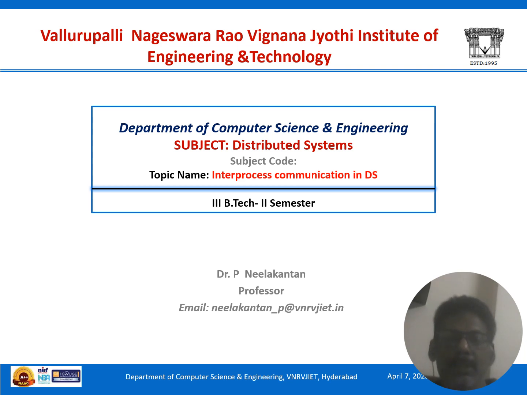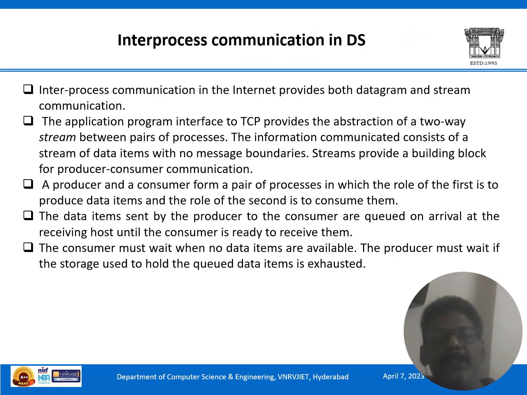Today we are going to discuss interprocess communications in distributed systems. Interprocess communication in the internet provides both datagram and stream communication. The application program interface to transmission control protocol provides the abstraction of a two-way stream between pairs of processes. The information communicated consists of a stream of data items with no message boundaries. Streams provide a building block for producer-consumer communication.